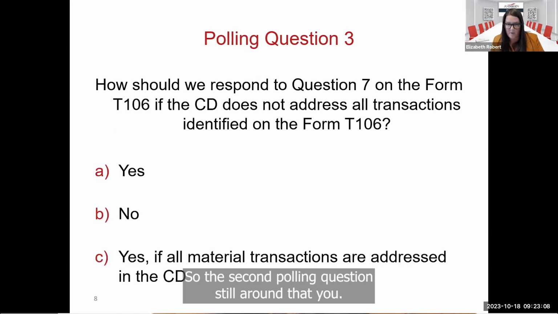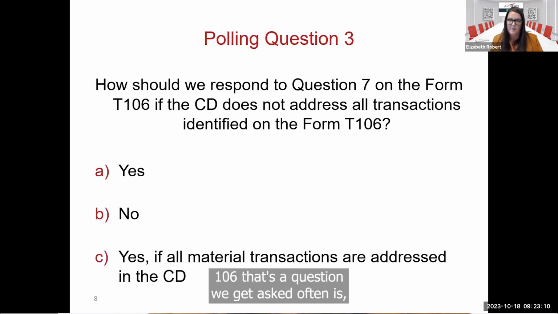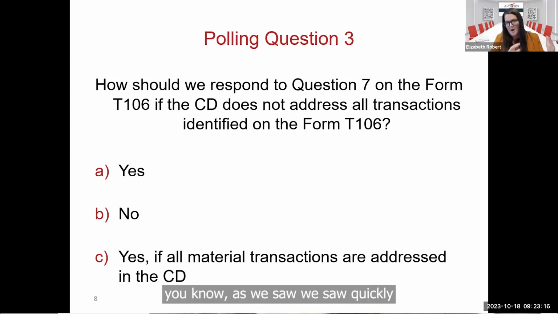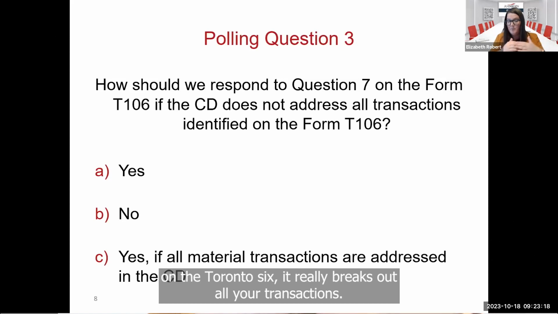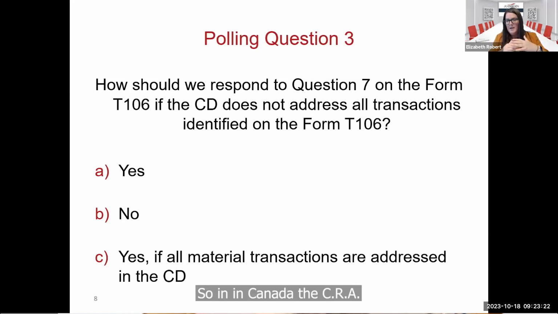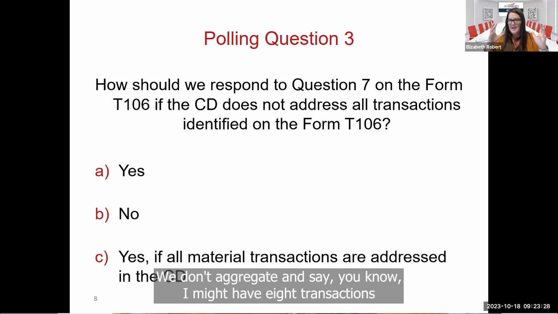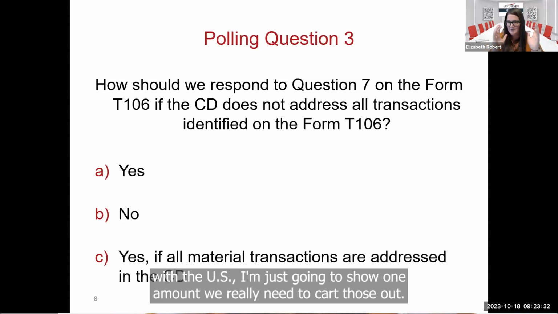So the second polling question, still around that T106, but it's a question we get asked often, is, as we saw quickly, the T106 really breaks out all your transactions. So in Canada, the CRA focuses on a transaction by transaction basis. We don't aggregate and say, I might have 8 transactions with the US, I'm just going to show one amount. We really need to carve those out.